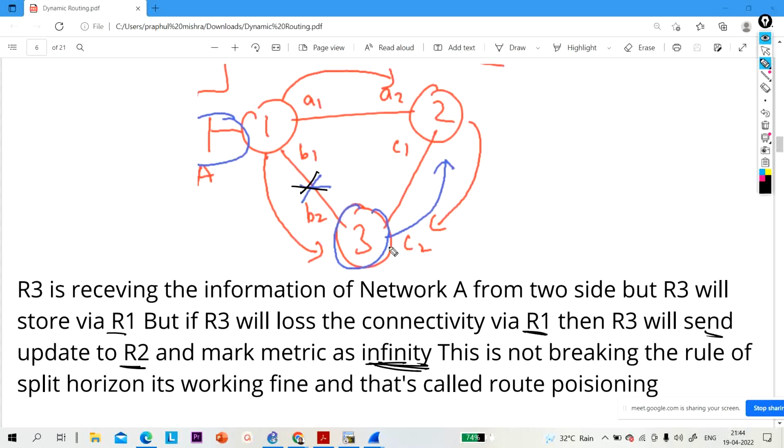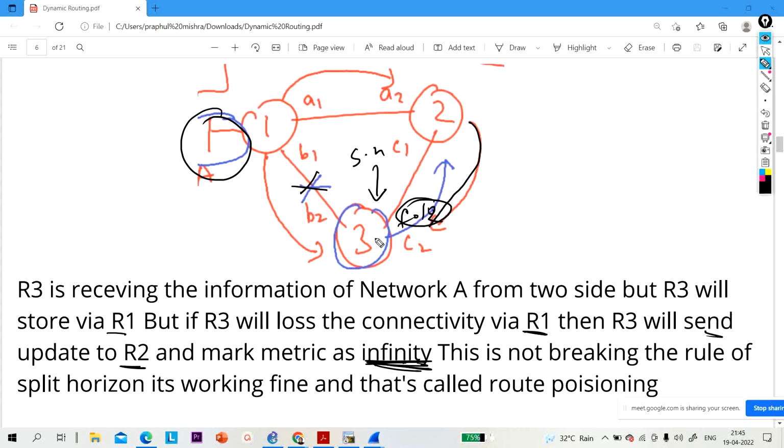And guys, what is actually happening? If I have configured split horizon here, and R2 is sending the same update, the information of network A, to R3 on this interface, suppose FastEthernet 0/0. Now R3 is sending the same information about network A to R2, but in the update the metric is infinity, right? There is only a single change, the metric is infinity, but it is information of the same network. So is this breaking the rule or not?